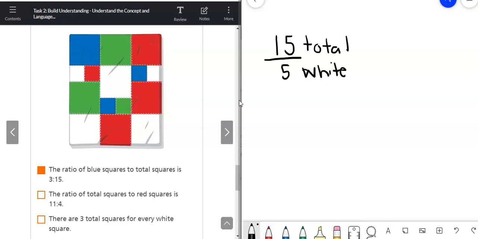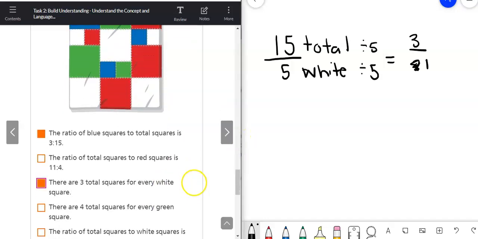So what we need to do is simplify this to see if it's right. I'm going to simplify by 5, and I get 15 divided by 5 is 3. 5 divided by 5 is 1, not 25. We're not multiplying. So there are 3 total squares for every 1 white square. I would say that's right.